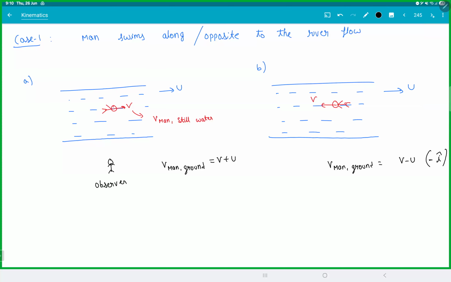This is easy. You go with the river, v plus u. Go opposite to the river, v minus u. Done. This is case one. This I'm sure you did in school also. Any doubts on this page, please ask me. Tanishka, clear with us?